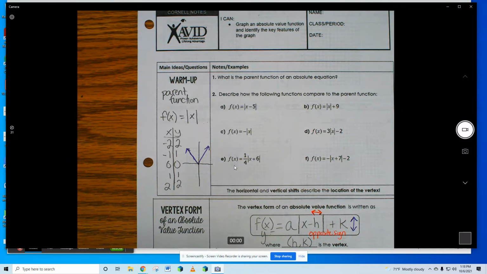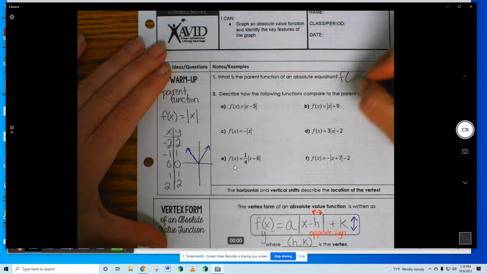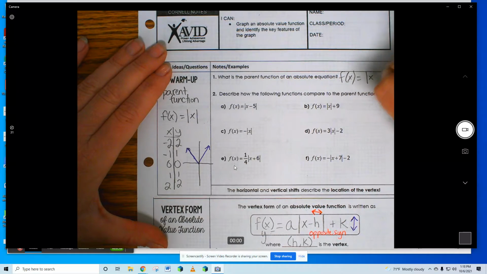Okay. Let's talk about what's happening. What is the parent function of absolute value? Okay. f of x equals the absolute value of x.